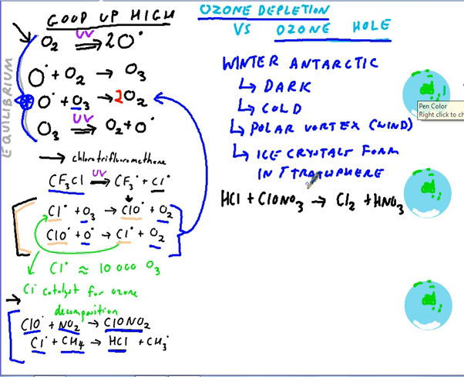Now these ice crystals, from what I understand, aren't normal frozen water, but they are a frozen water sort of chemical. There's other chemicals involved too, but these chemicals catalyze the reaction of these two chemicals, hydrogen chloride and chlorine nitrate, to produce normal chlorine gas. And the important thing to know is chlorine gas itself has no effect on the ozone layer. So for the time being in the Antarctic winter, this chlorine gas builds up.